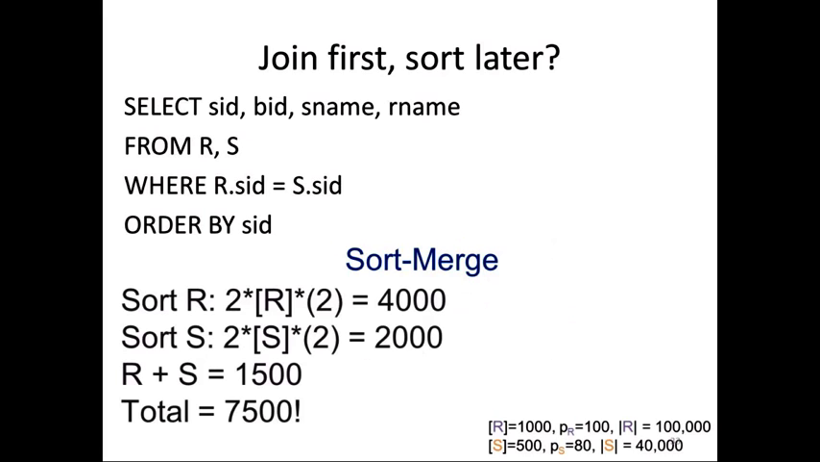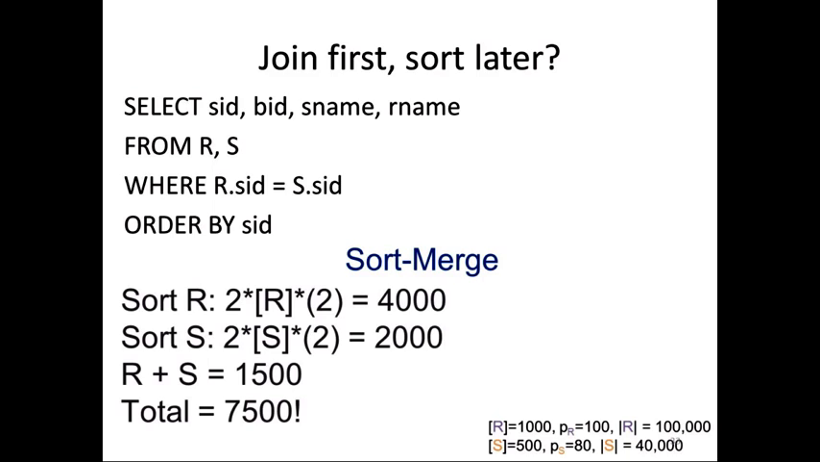What about the sort merge join? What if we sort first and then join? In that case, the cost of sorting R and S respectively will be this and this. And then the cost of the join will be this, and therefore that will be the total, which is of course better than what we had before.